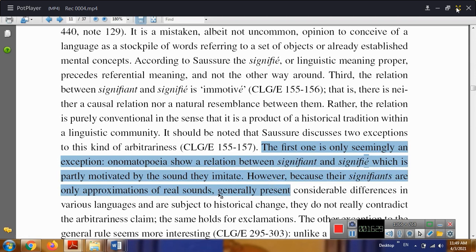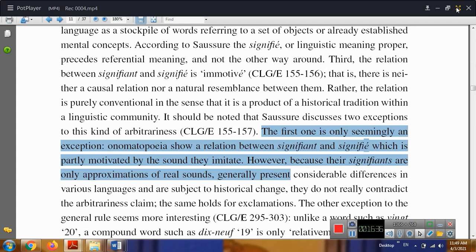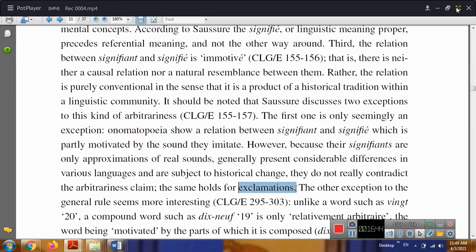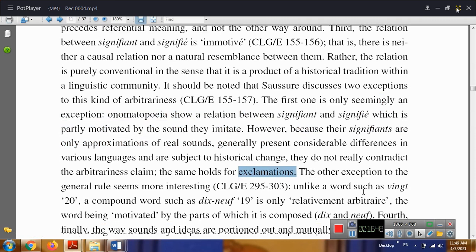However, because their signifiers are only approximations of real sounds, generally present considerable differences in various languages, and are subject to historical change, they don't really contradict the arbitrariness claim. The same holds for exclamation. The other exception to the general rule seems more interesting.